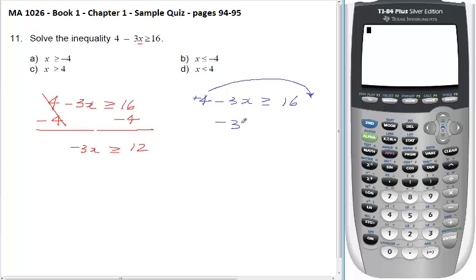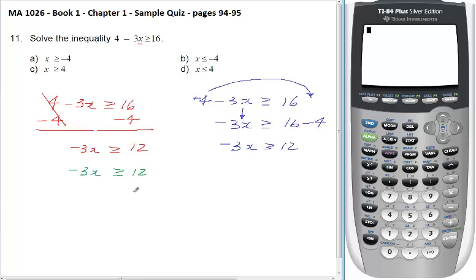So negative 3x does not change, stays the same because we're not moving that. Bring the 4 over to the other side. So some people write it like that. So either way is fine. You're here at this stage. Now, when we're at this stage, what do we do? At this stage, we have to divide each side by negative 3.